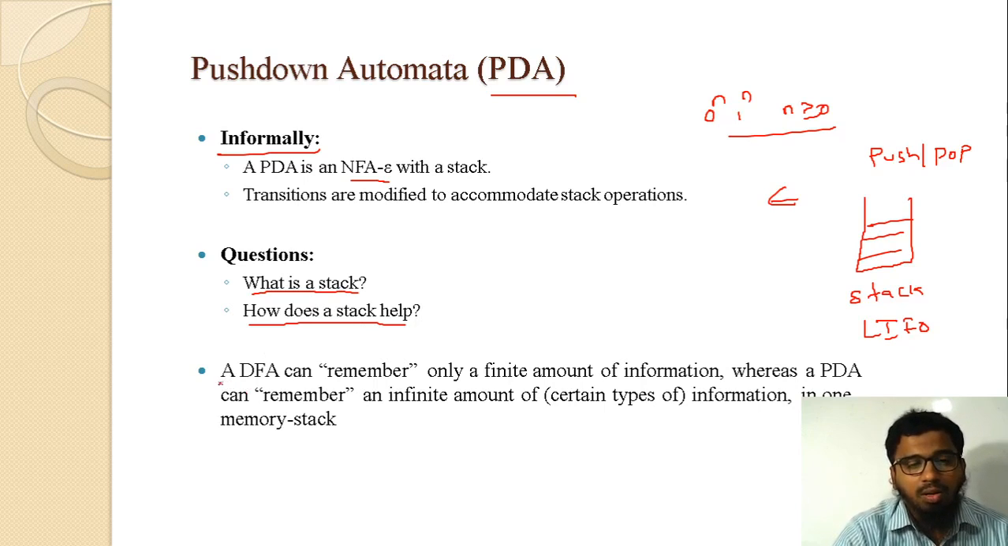A DFA can remember only a finite amount of information. Yes, deterministic finite automata can only hold a finite, limited amount of information, whereas a PDA can remember an infinite amount of certain types of information in one memory stack. Here, what is the use of the stack? We can store an infinite amount of information.